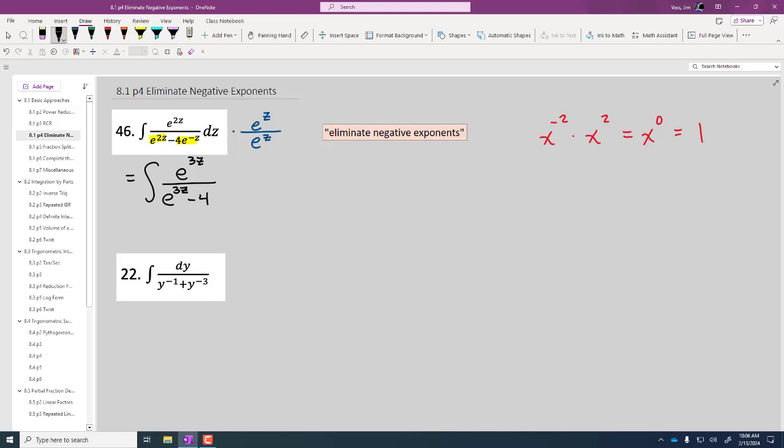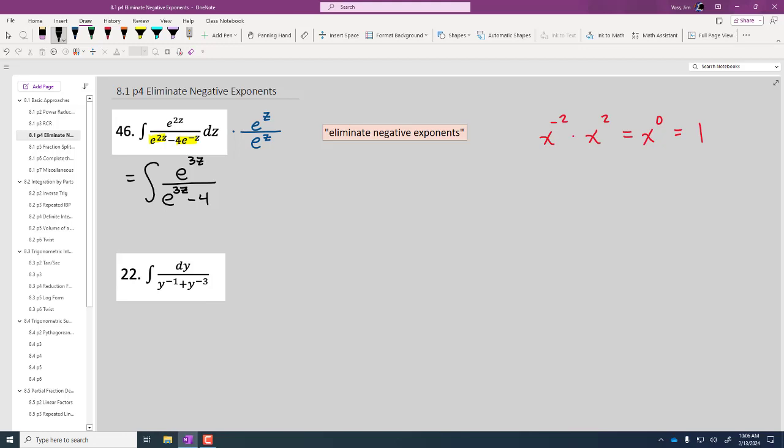E to the 3z minus 4 times 1, times e to the 0, times 1. Now, the negative exponent's gone. So that's what we do. We multiply by 1 in a form that the exponents can combine to 0 so that you can eliminate the negative exponent.